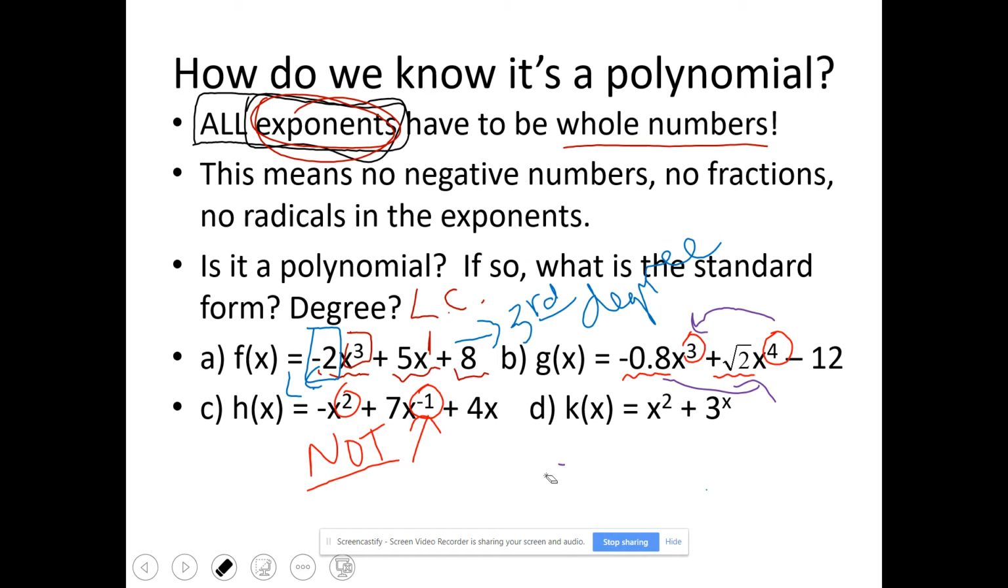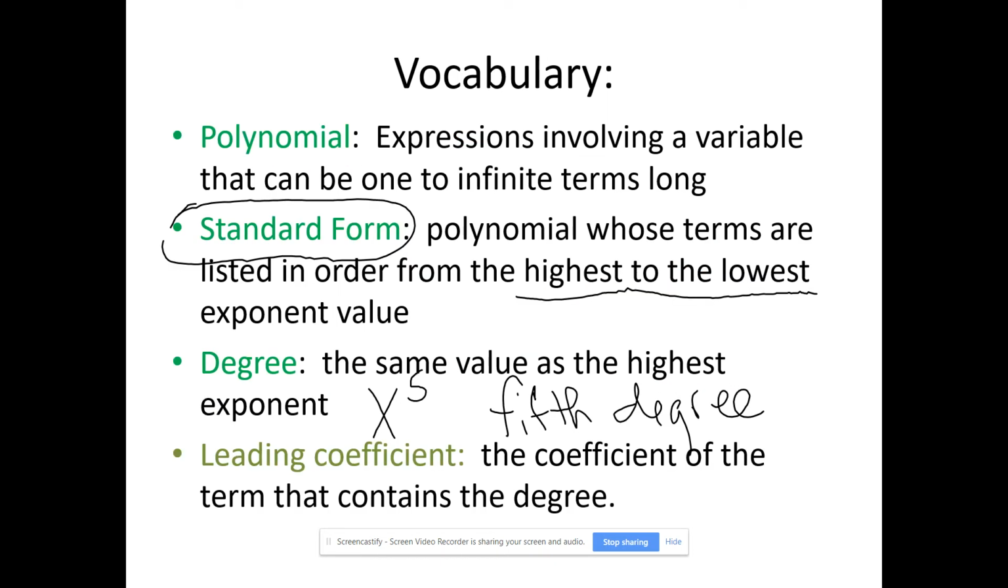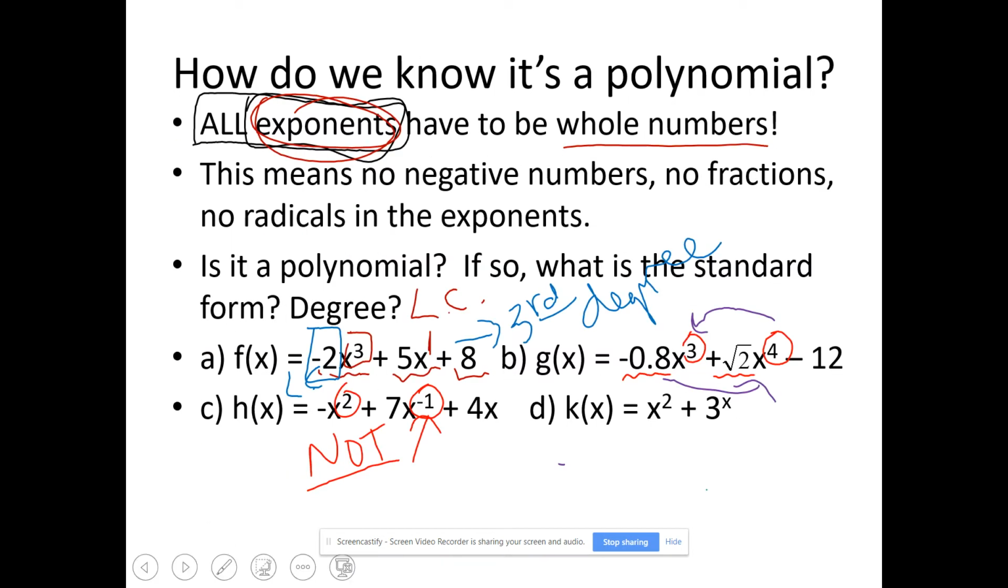Example D, our exponents are 2. Oops. What happened there? Sorry about that. 2 and x. Well, we don't know if x is a whole number or not because we can put anything we want into x as far as we're aware. So, because our exponent there is a variable, this is not a polynomial.